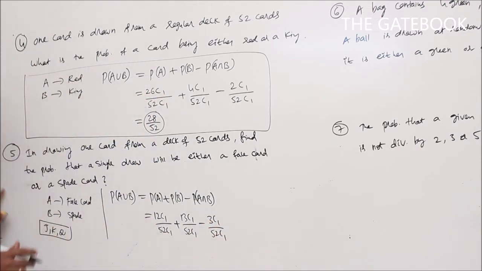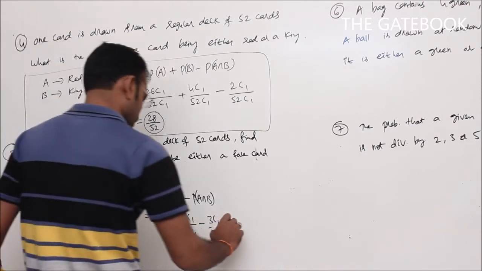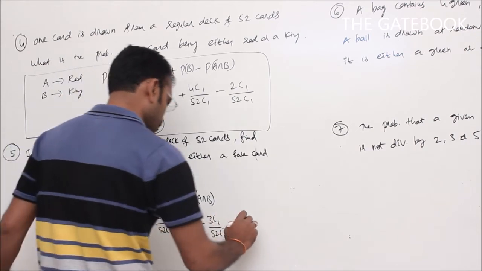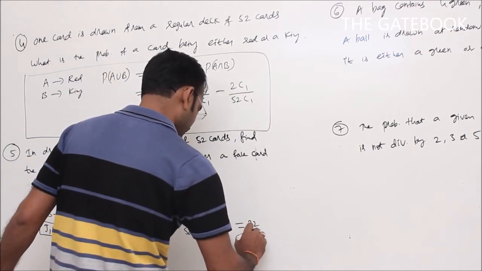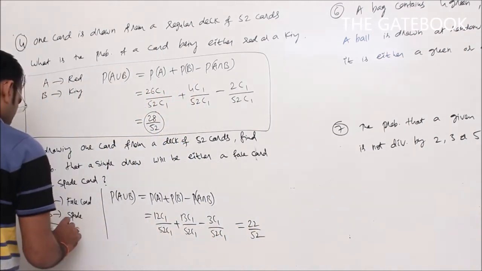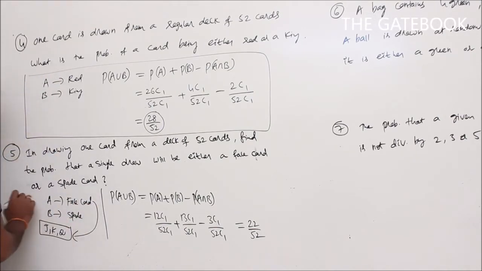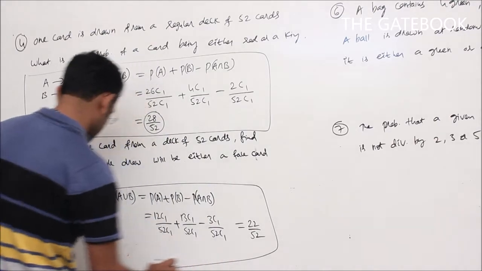In each suit, in spades, clubs, hearts, diamonds, we have 3 face cards. So subtract that part here, 3C1 by 52C1. So you get 12 plus 13, 25, minus 3, 22. 22 by 52 is the answer. This is the answer for the fifth question.